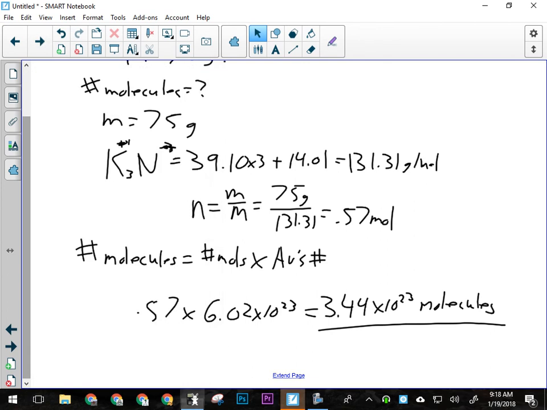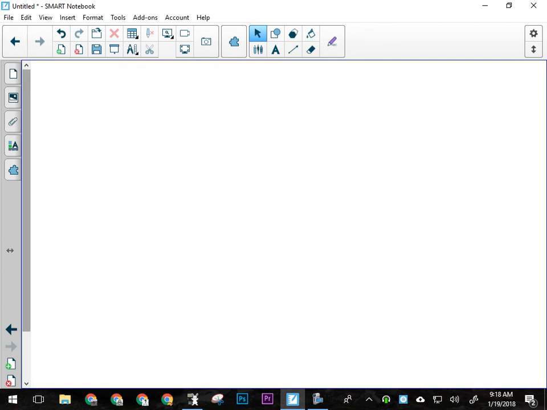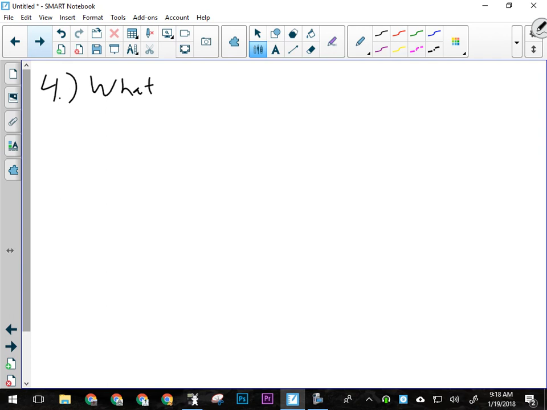All right, and then one last type. This is one we did yesterday. I did one like this yesterday when we did the review. What is the mass of 7.5 times 10 to the 26 molecules of hydrogen chloride?